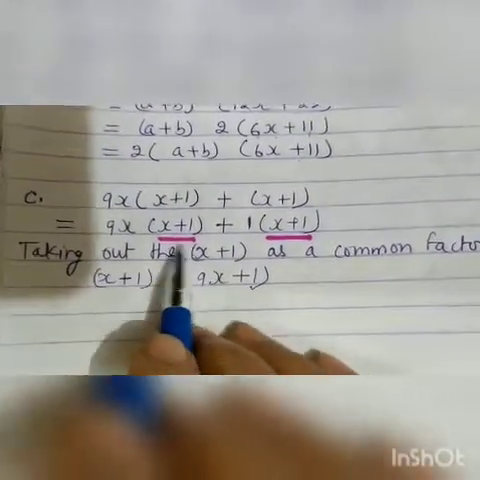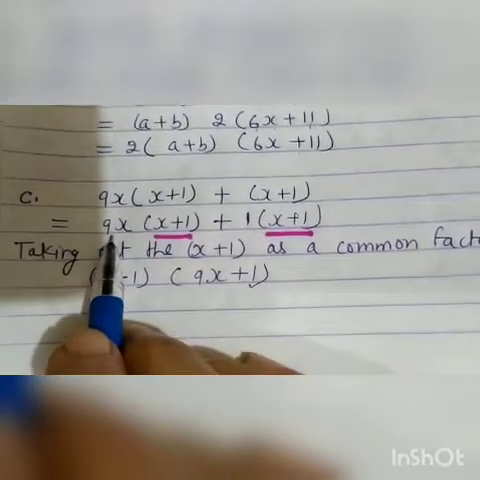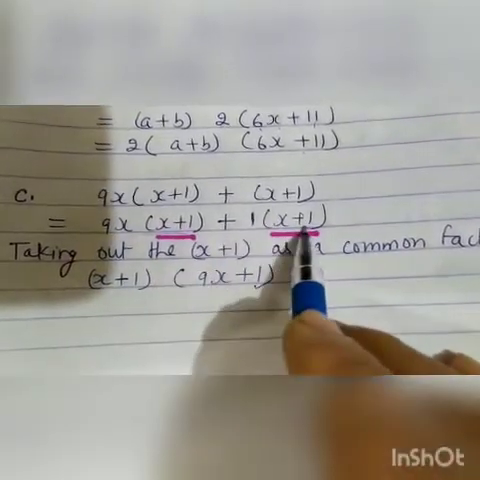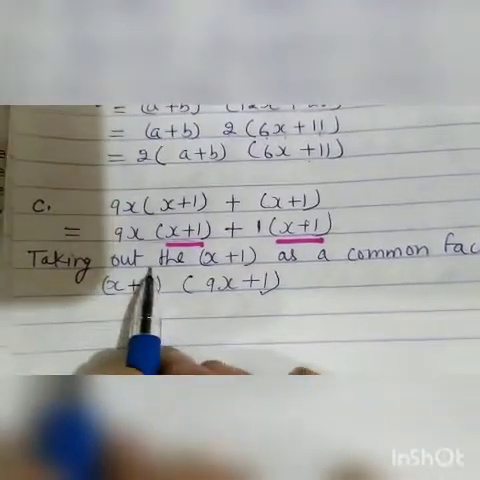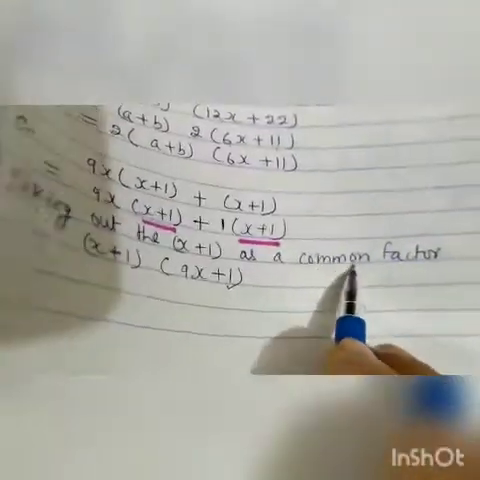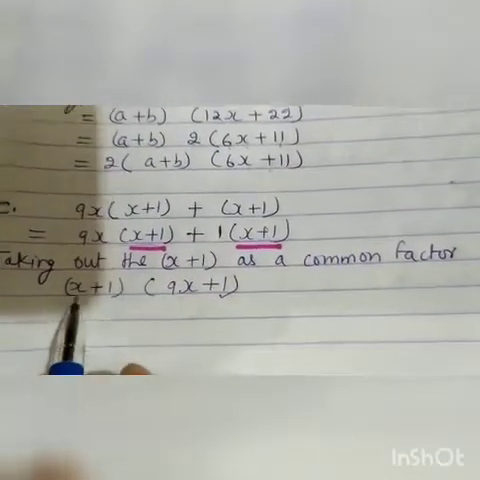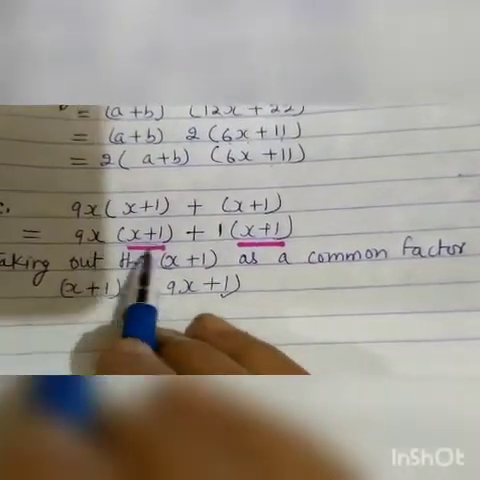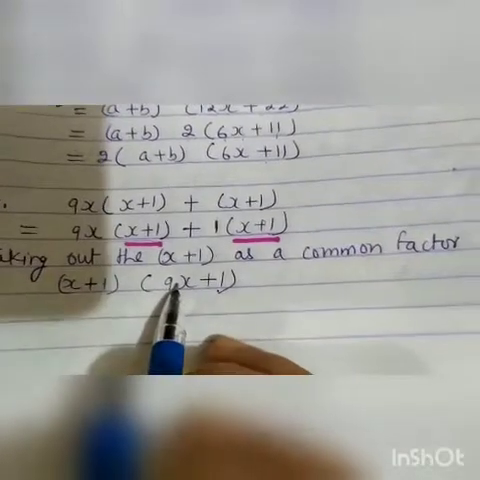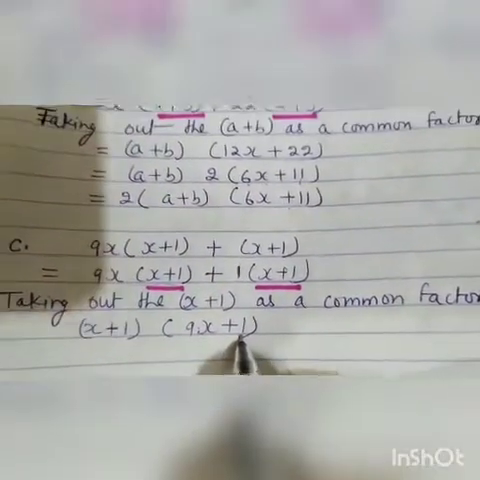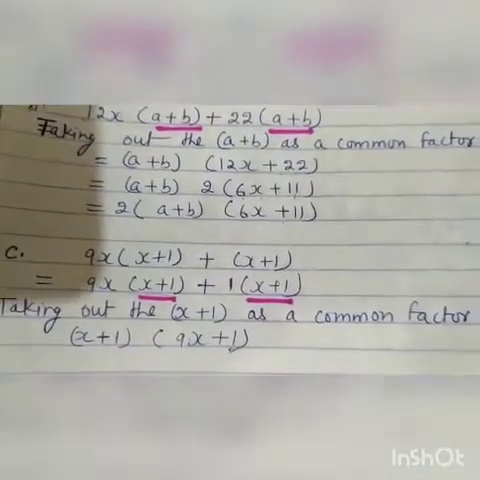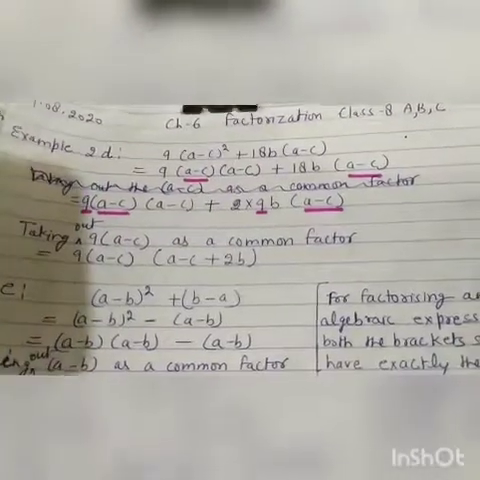Then taking out x plus 1 common, again there are two terms, this is the first term and this is the second term, and in both the terms x plus 1 is the same. So taking out x plus 1 as a common factor, we will write this x plus 1 here. Then from the first term what is left? 9x, and from the second term what is left? Plus 1 left. Clear? Now part D.